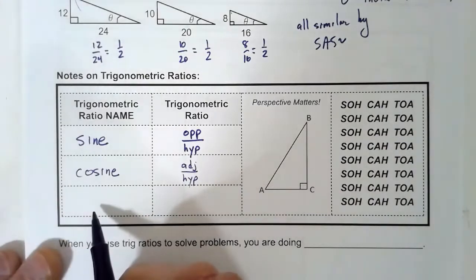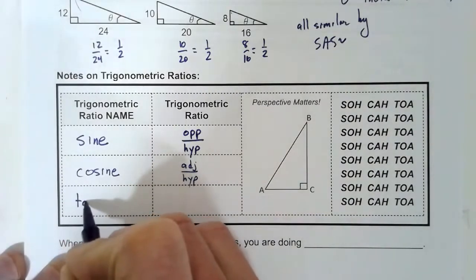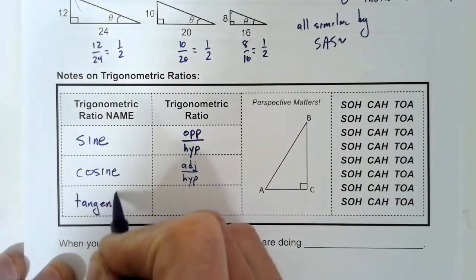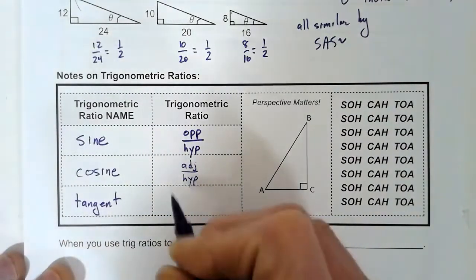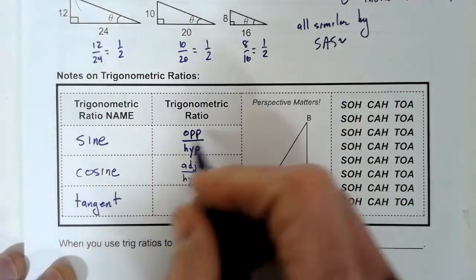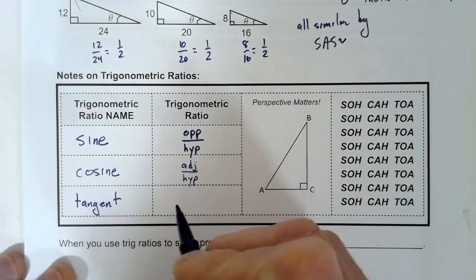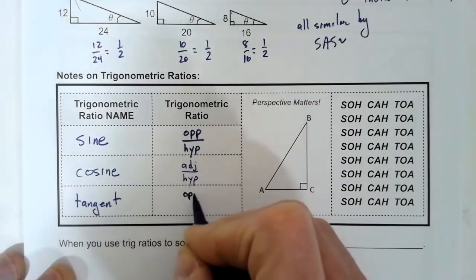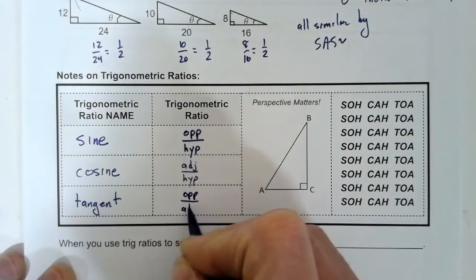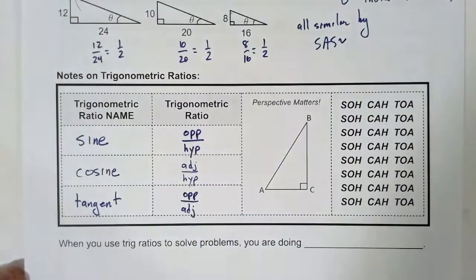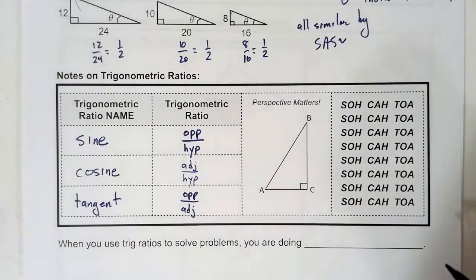And the third ratio is going to be tangent. These are all three new words that we're learning today: sine, cosine, and tangent. The trig ratio for tangent is the opposite side divided by the adjacent side. And again, we'll practice this together, okay? We've got lots of time to practice this.